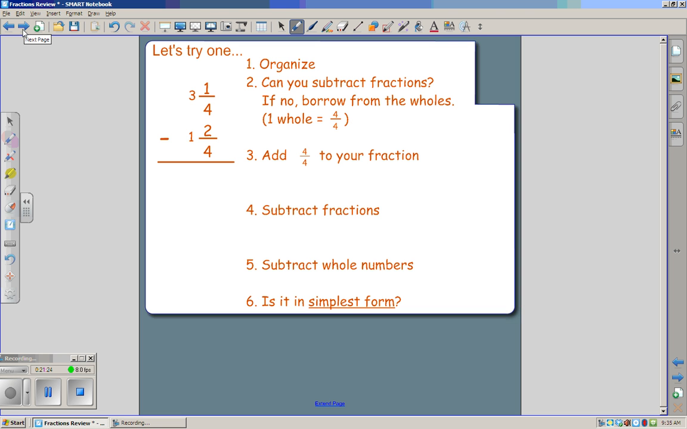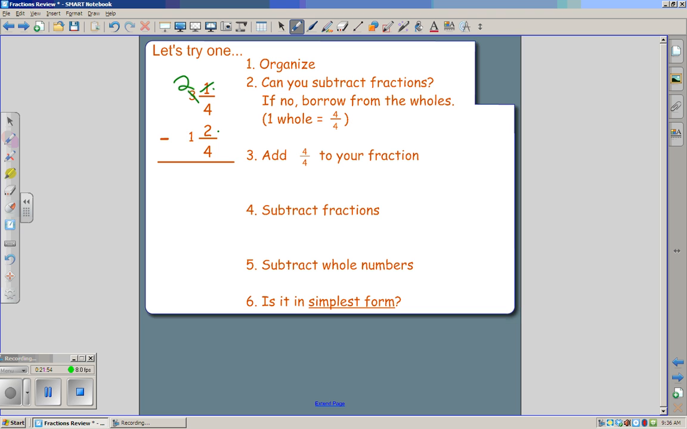Here's another one. So, we're organized. We do have a common denominator. Wow, this one's much easier. So, we have to borrow, because I cannot do 1 minus 2. The top one is smaller than the bottom one, so I'm going to have to borrow. I'm going to borrow from the 3, and the 3 becomes a 2. All right, here's your million-dollar question. Since I borrowed, what does the 1 turn into?